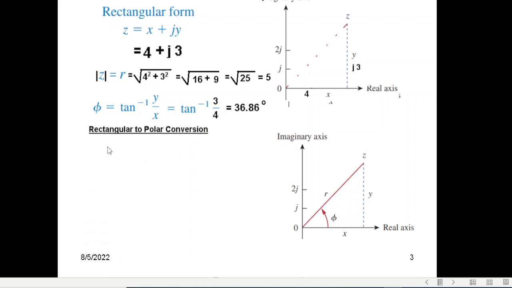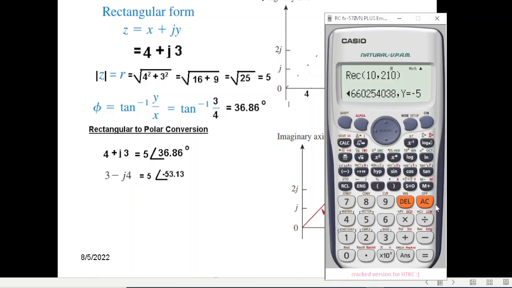Now we can find this answer easily with the help of a calculator, and we'll first of all discuss what is rectangular to polar conversion. Here also we are doing rectangular to polar conversion. So this number 4 plus j3, when we convert into polar form, that is magnitude and angle form, will be 5 angle 36.86. If there is another number 3 minus j4, we'll get magnitude 5 and angle minus 53.13. So let's see with the help of a calculator how to do it.